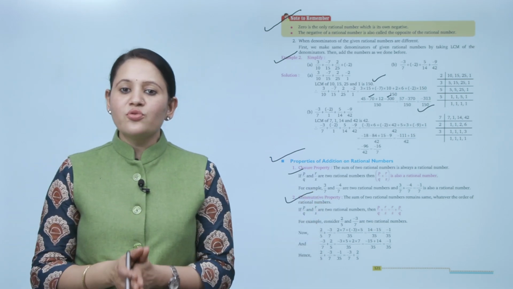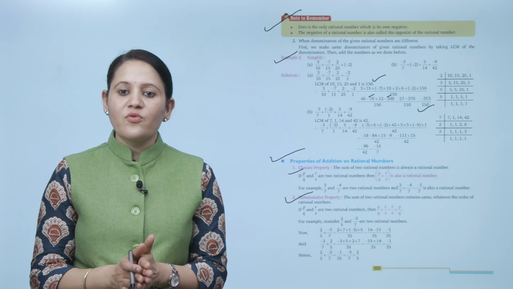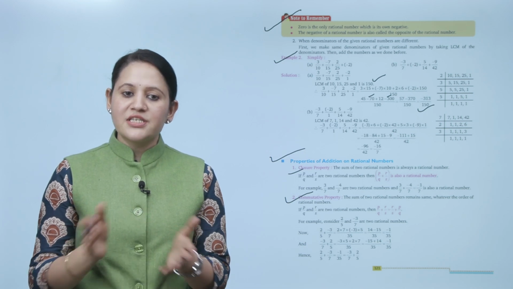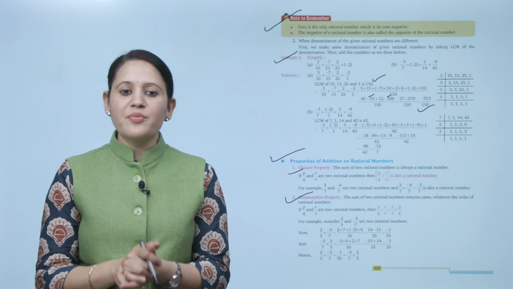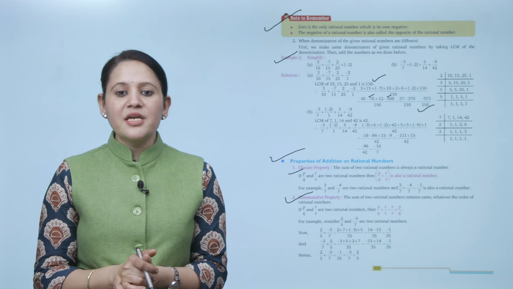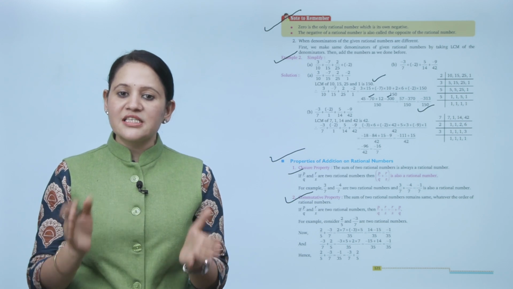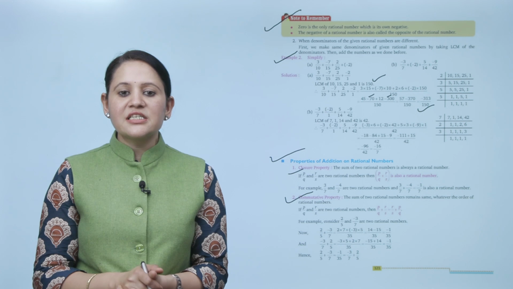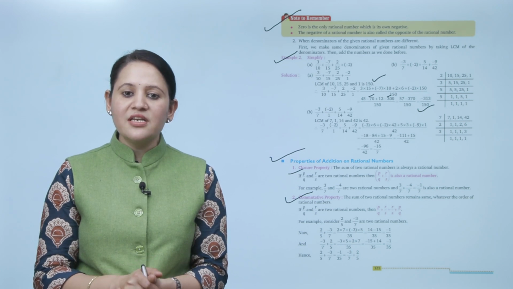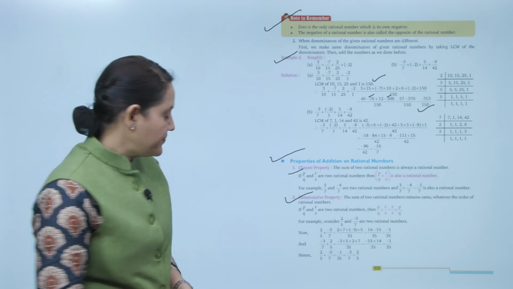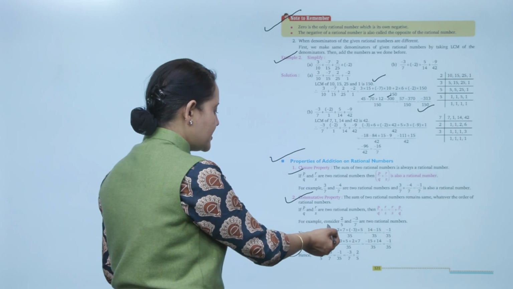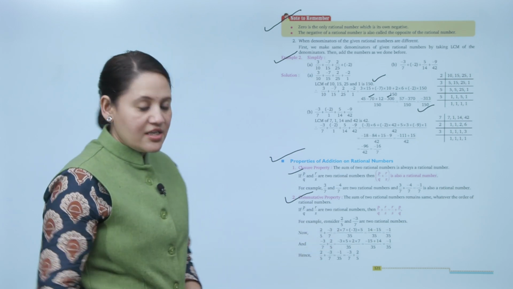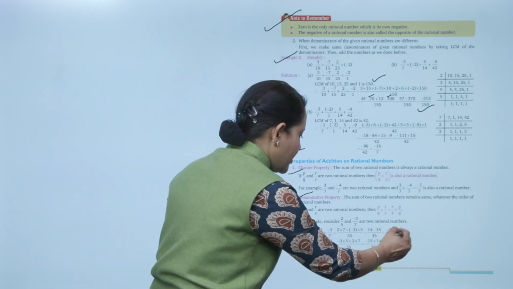The sum of two rational numbers remains the same whatever the order of the rational numbers. If p upon q and r upon s are two rational numbers, then p upon q plus r upon s is the same as r upon s plus p upon q. For example, consider 2 by 5 and minus 3 by 7 as two rational numbers. Then 2 by 5 plus minus 3 upon 7, we will solve and get minus 1 upon 35.